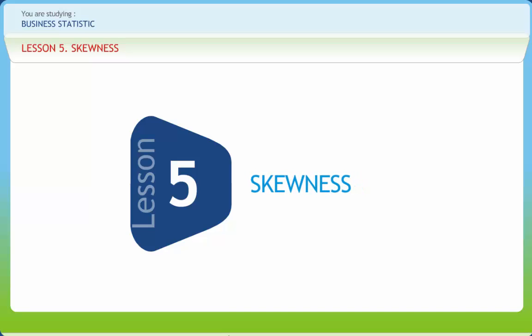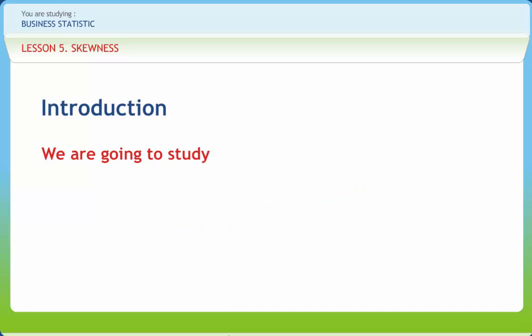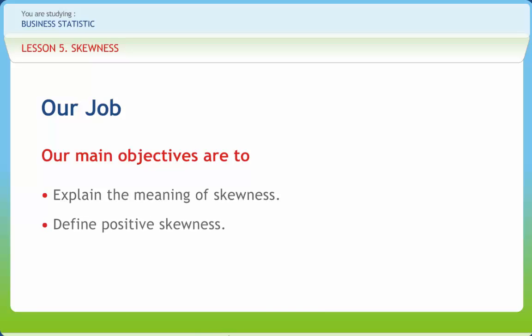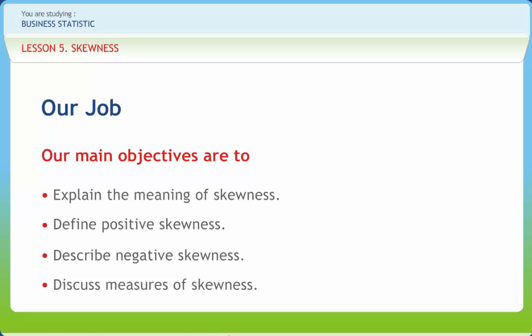Skewness. We all know that skewness of a distribution refers to its asymmetry. In this lesson, we will discuss skewness and measures of skewness. After going through this presentation, you should be able to explain the meaning of skewness, define positive skewness, describe negative skewness, and discuss the measures of skewness.